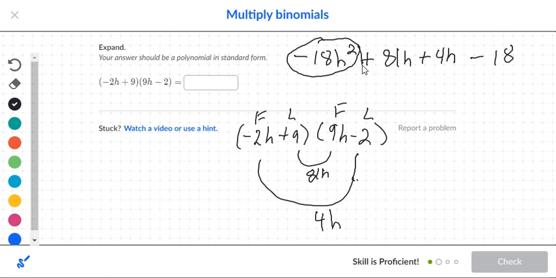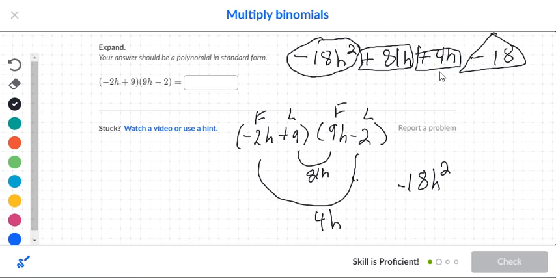So we circle, we box, and then we triangle. So we'll start with a negative h to the second, because that's the only circle we have. As for the boxes, our coefficients are 81 plus 4. So 81 plus 4 is 85. Now the letter there is h, so we're going to use the variable, which is h, and then we finish up with a triangle, which is a negative 18.